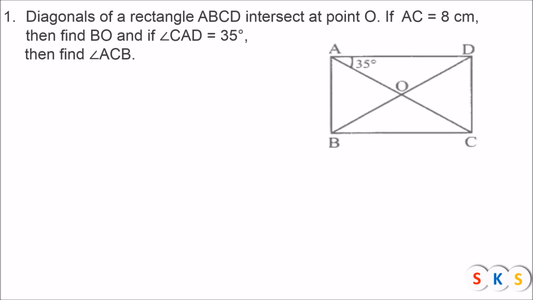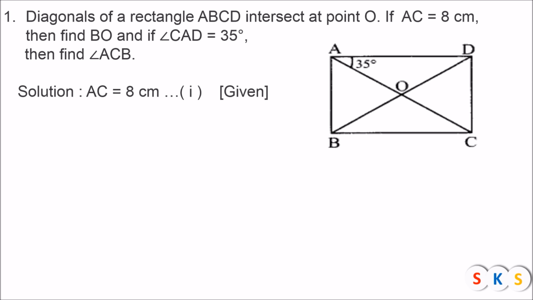Diagonals of rectangle ABCD intersect at point O. If AC equals 8 cm, then find BO, and if angle CAD equals 35 degrees, then find angle ACB. Let's see the solution of this question. AC equals 8 cm. You can see in this figure, AC is the diagonal of quadrilateral ABCD.